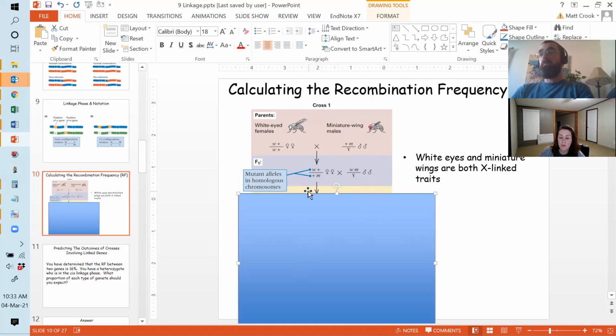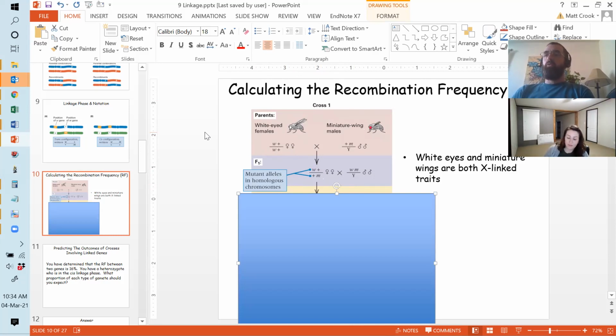The parental maternal chromosomes will be W+ or +M. So those individuals will be either white-eyed normal wings or red-eyed small wings, like these parents here. The recombinants should be ++, so red-eyed normal, and WM, white-eyed miniature. Does that make sense? So you're going to have 4 different phenotype combinations.